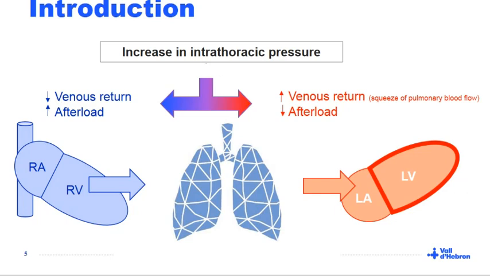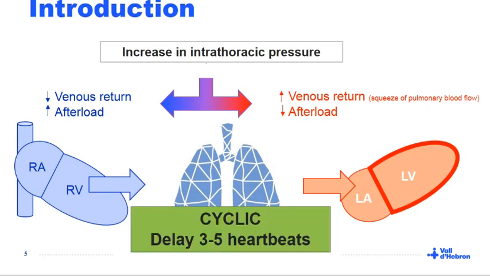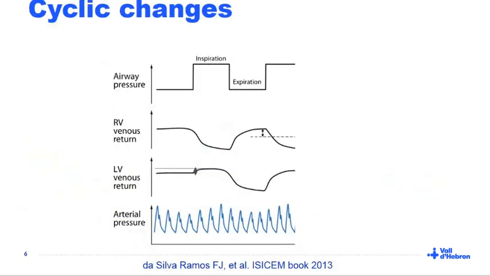we have a slight increase in venous return due to the squeezing of the blood vessels during the inspiration and a decrease in afterload. But these changes are not constant all the time. They are cyclic. We are inspirating and expirating all the time. So there is a little delay between what happens on the right side and what occurs on the left side. And this was well represented in a chapter of the ESICM book from Marcelo Amato.